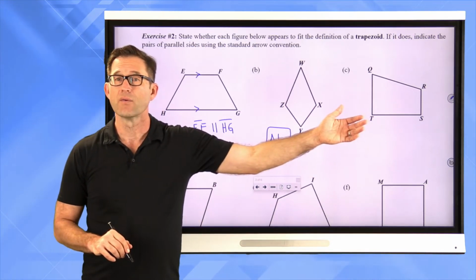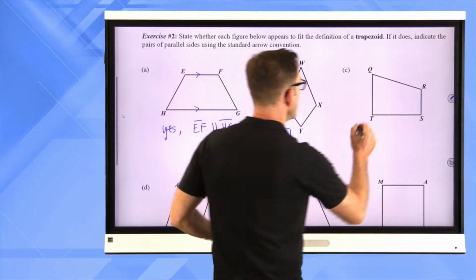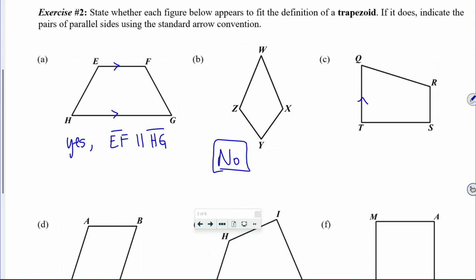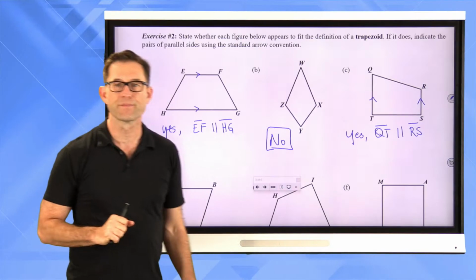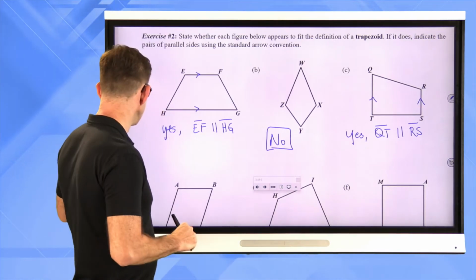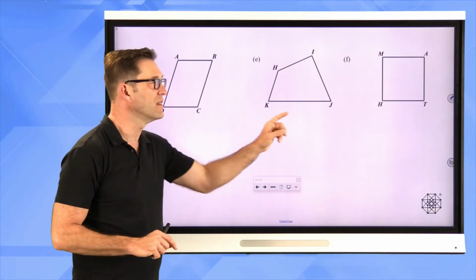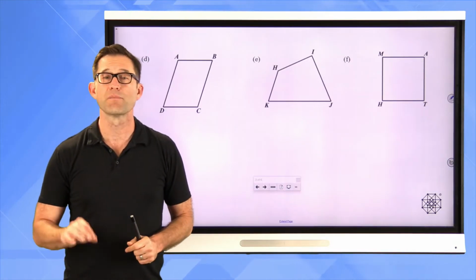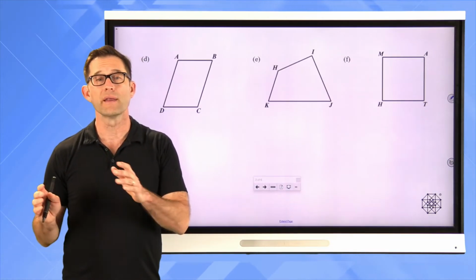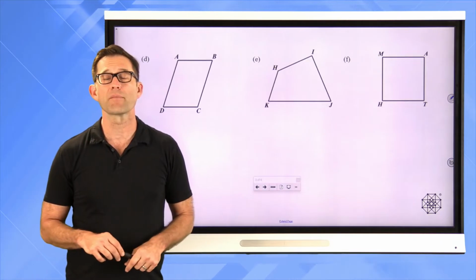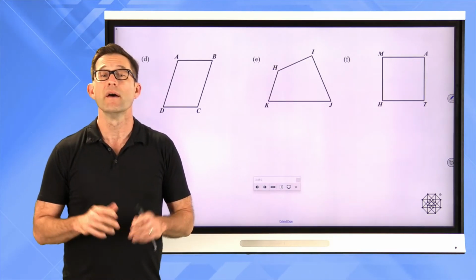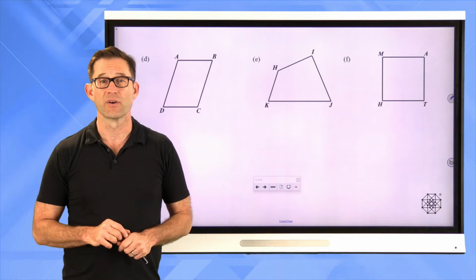Now, letter C, right, yet again, it appears that side QT is parallel to side RS. So yes, QT is parallel to RS. Okay. Let's take a look at D, E, and F. What I'd like you to do right now is pause the video, tell me whether or not it appears to be a trapezoid or not, and then mark parallel sides and state their names if you have parallel sides occurring.